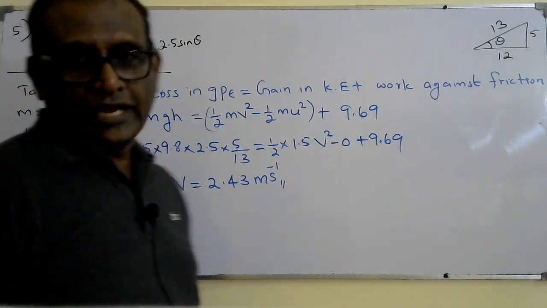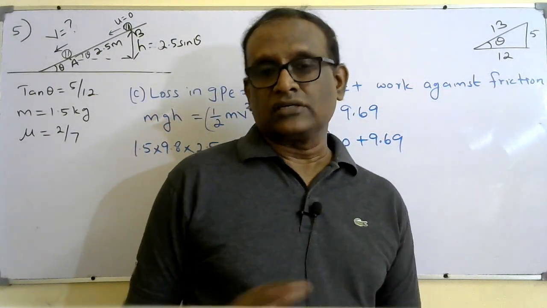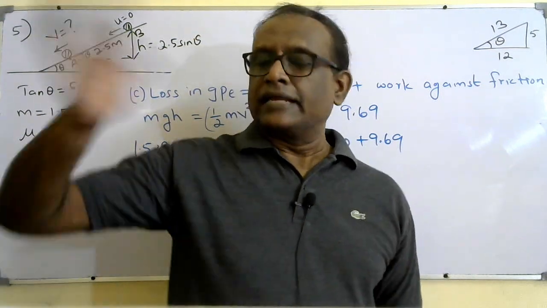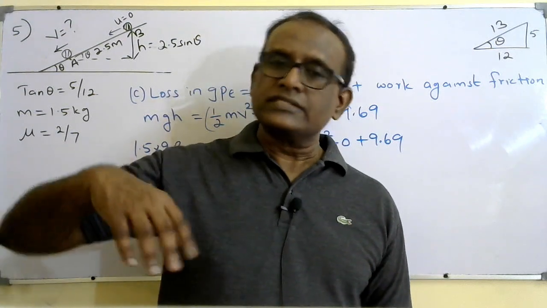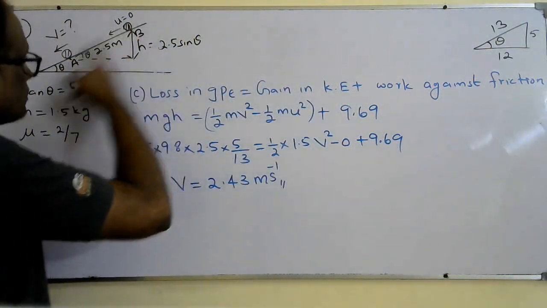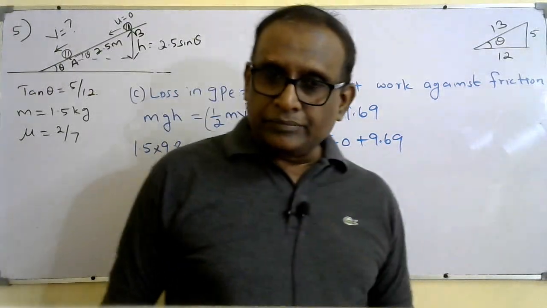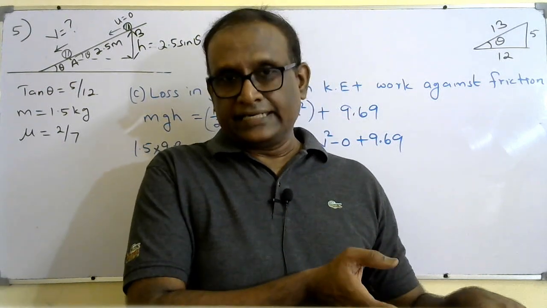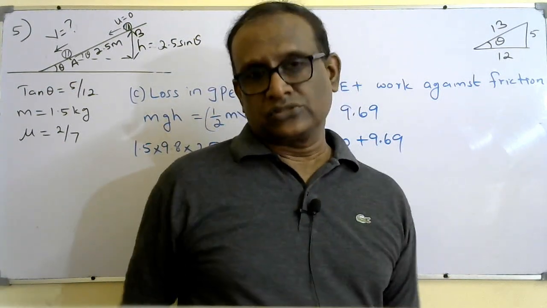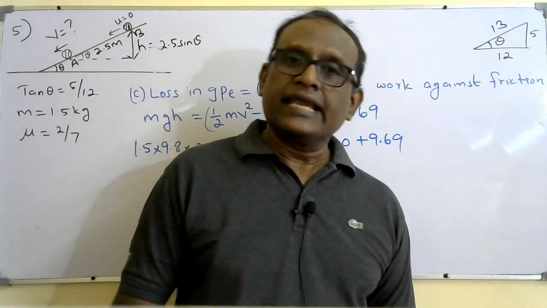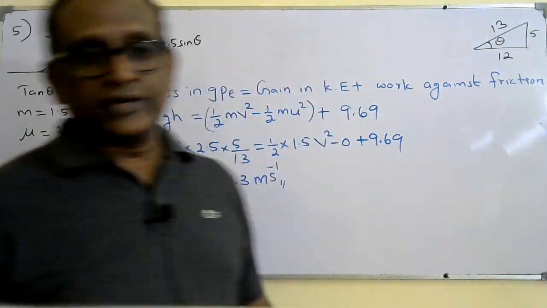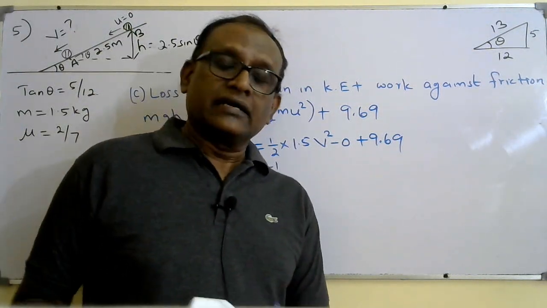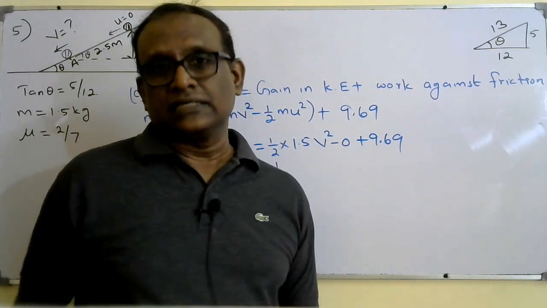Nothing more: we have to identify the energy changes, or conservation of energy. What is lost, what is gained? Total loss equals total gain. The loss in GPE is converted to what form? GP is converted to gaining kinetic energy and to doing work against friction. That's the reason we write loss in GP equals gain in KE plus work against friction. Identify what type of energy interchange happens.